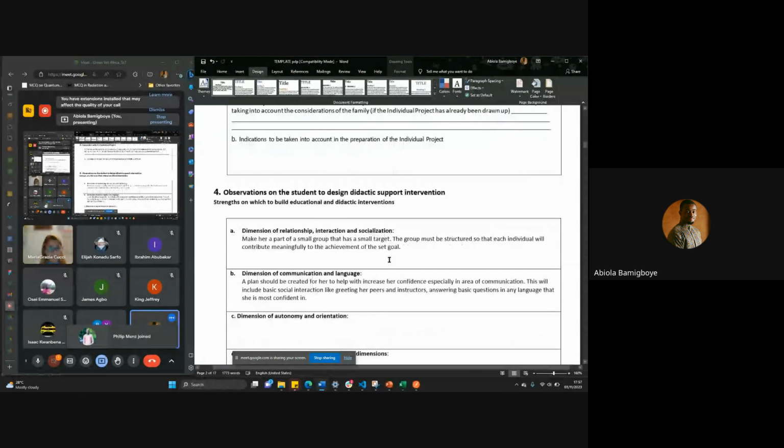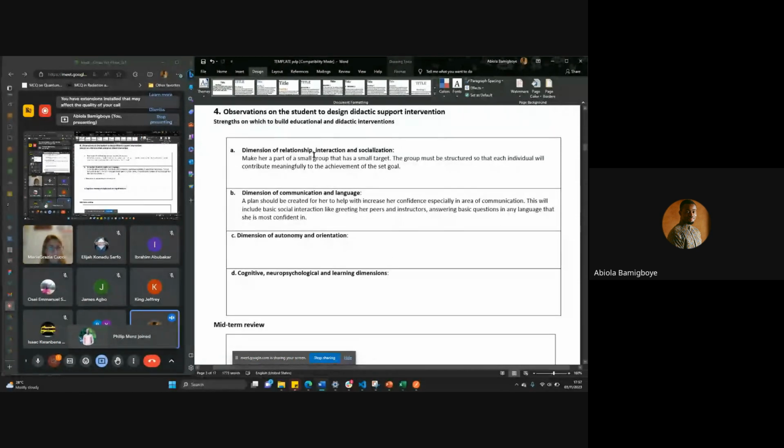Okay, so we move on from here. Observation on the students. In this part there was a little bit of confusion. I think I asked the question and then you answered it. But this is what we try to do here. Because she has low self-esteem, dimension of relationship. So we are saying that we are supposed to build on our strength now. So we make her a part of a small group.